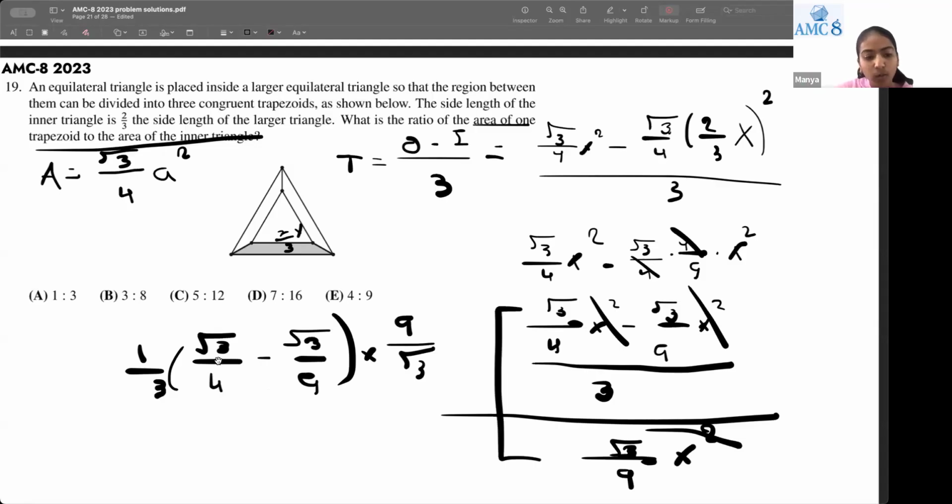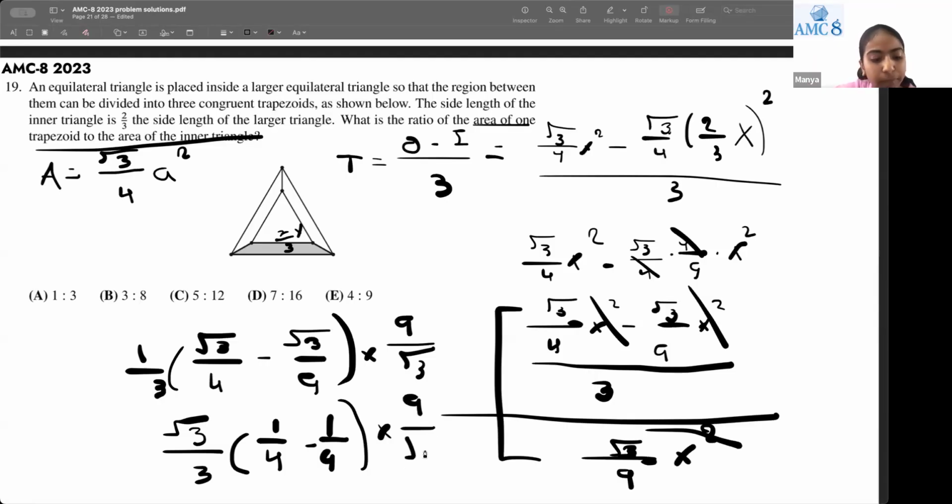So from here, we can try to move the square root. Instead of having square root of 3 in the numerator inside the parentheses, we can try to get them outside. And so when we try to do that, we're going to be getting the square root of 3 by 3 times 1 by 4, because we removed the square root of 3 on the top and moved it outside the parentheses. 1 by 4 minus 1 by 9 times 9 by the square root of 3, sorry.